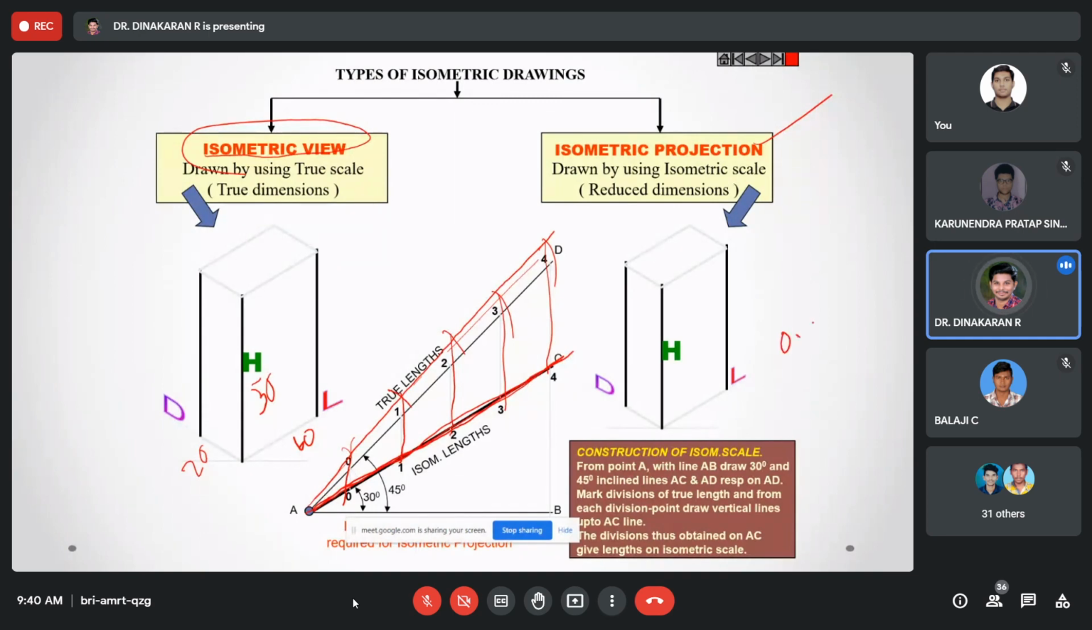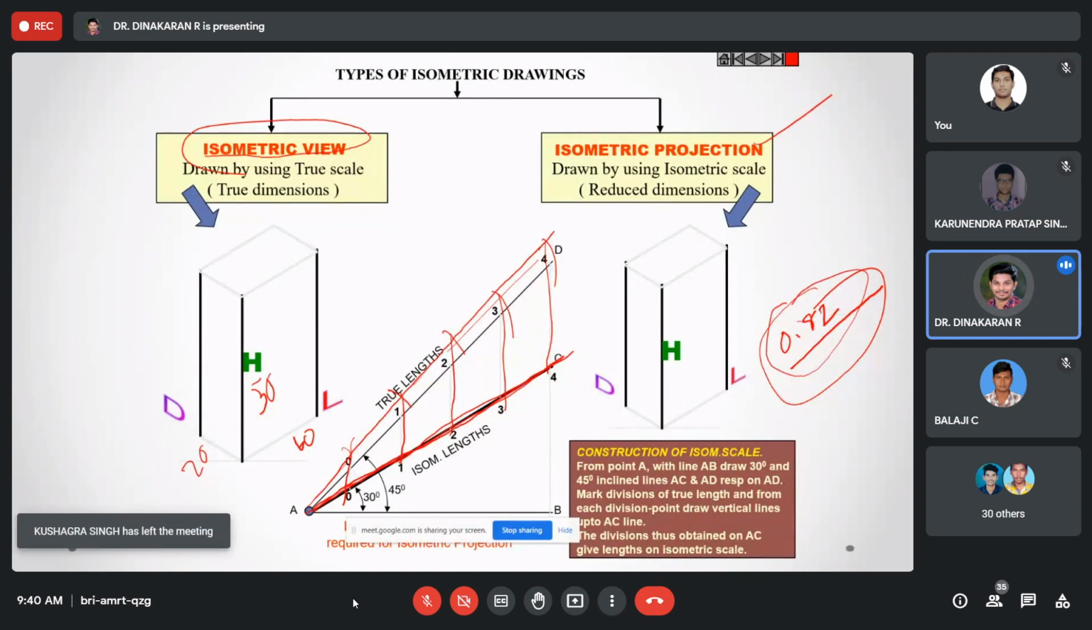Otherwise, we can directly multiply by 0.82. This is the easy method, because every time you draw the 45 degree and 30 degree lines, there is some confusion and you may mark the divisions alternately. So for that, we can directly go for 0.82.